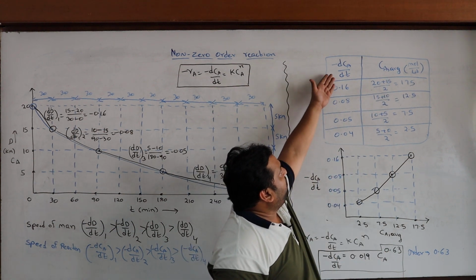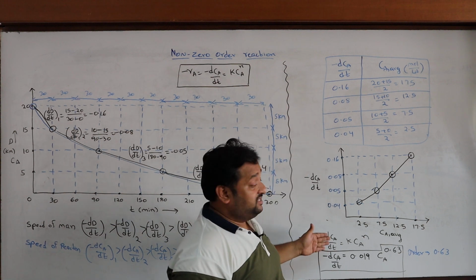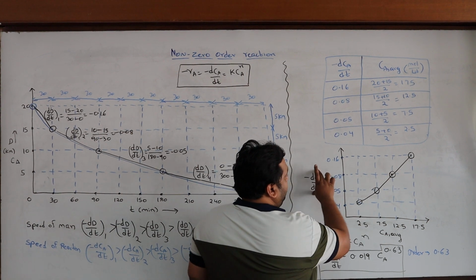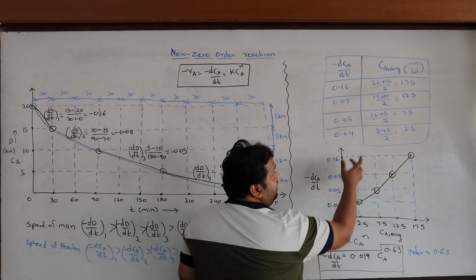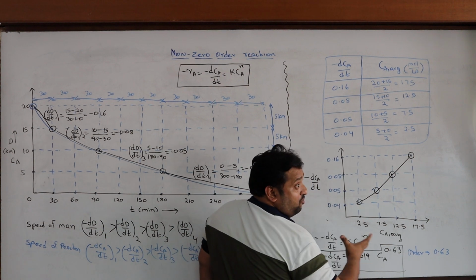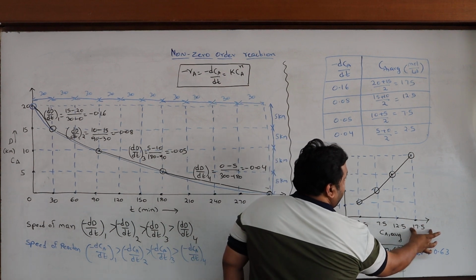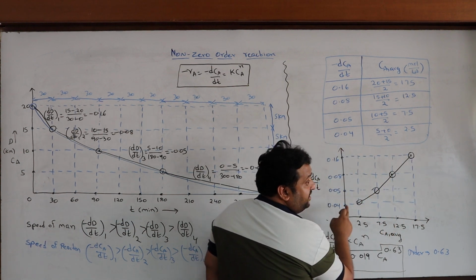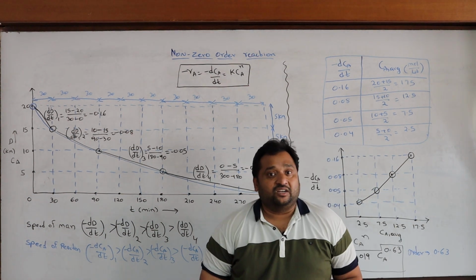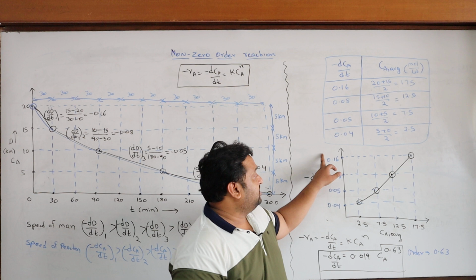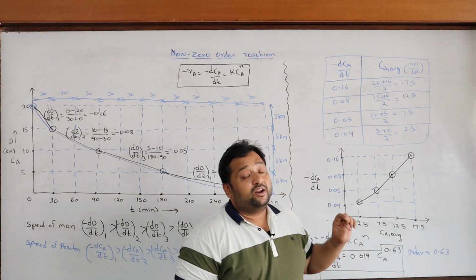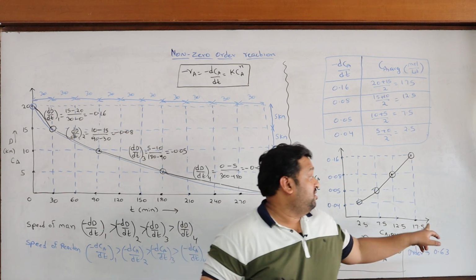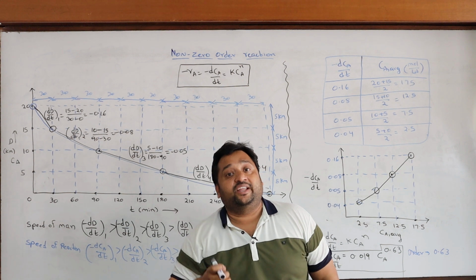Now I plot minus dCA by dt on the y axis and average concentrations on the x axis, and you can see this is the data plot that was generated. From this data what I can say is, higher the concentration, higher the slope; lower the concentration, lower the slope. That means higher the concentration, higher the speed of the reaction; lower the concentration, lower the speed. Now the entire speed of the reaction depends on what the concentration is.